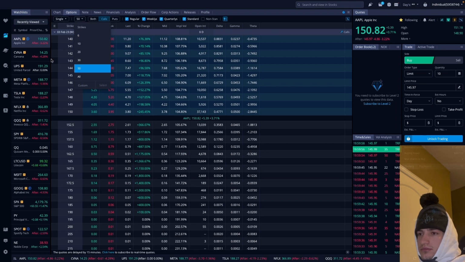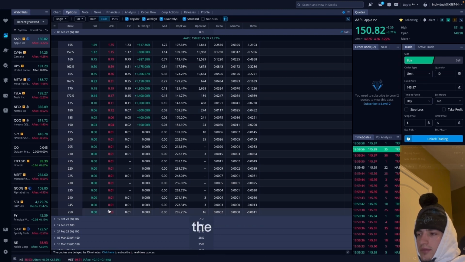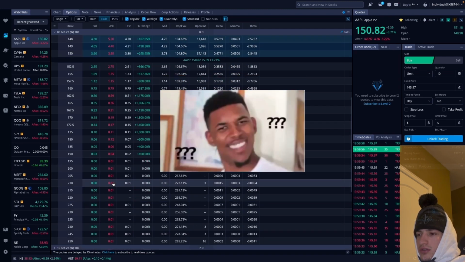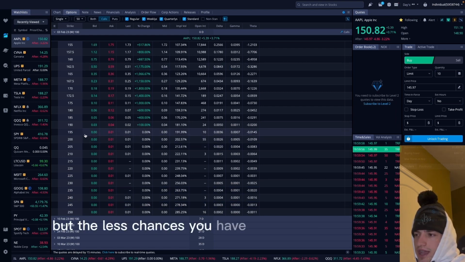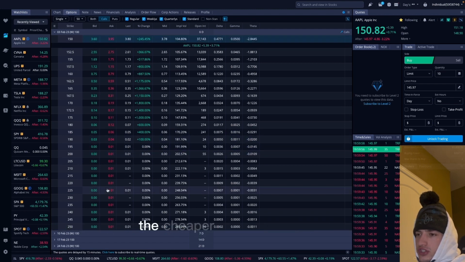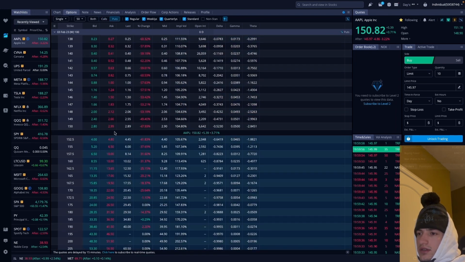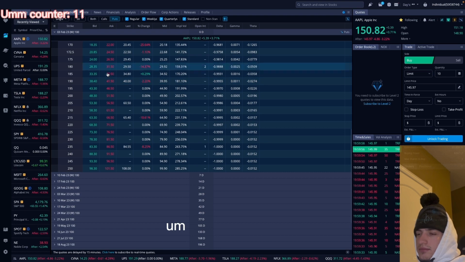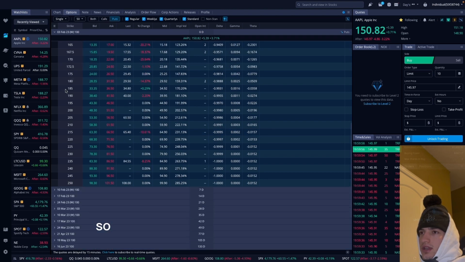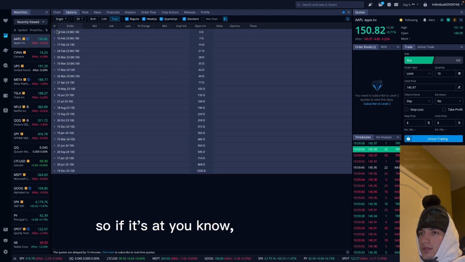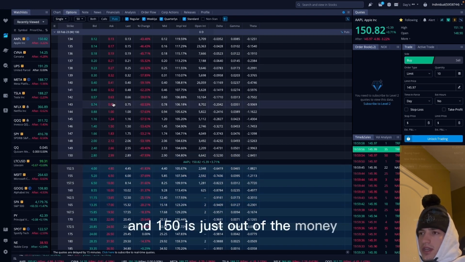So the cheaper, the more risk, or not necessarily risk, but the less chances you have of getting to that number, the cheaper they're going to be. You can see they gradually decrease in price, but puts, they will gradually increase inside the money. Obviously, this highlighted blue area is in the money. So if it's at, what are we at, 150? So we're in the money here, and 150 is just out of the money.